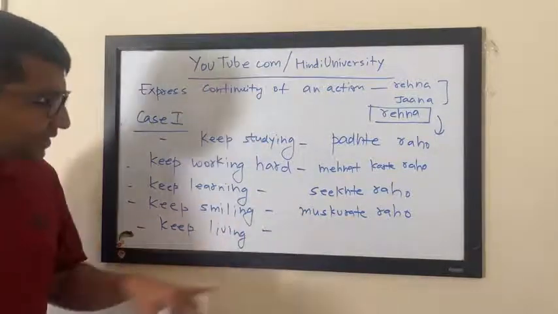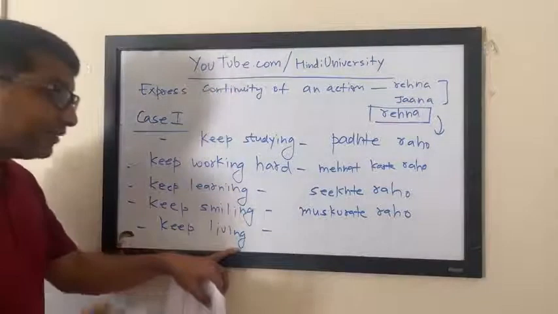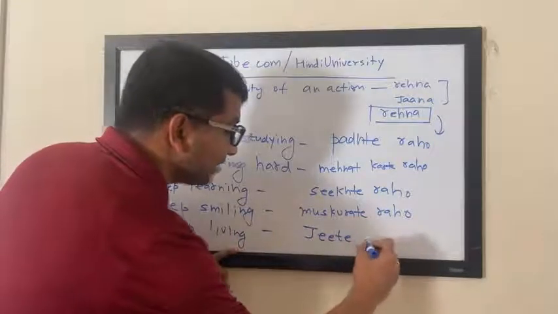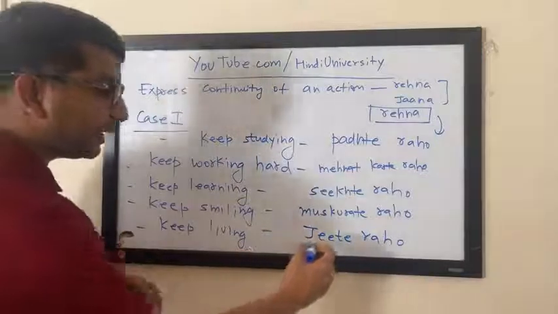Keep living. Sharmila ji, what is that? How do you say it in Hindi? जीते रहो. Very good, right? जीते रहो. Okay? To live is जीना, and you said जीते रहो.